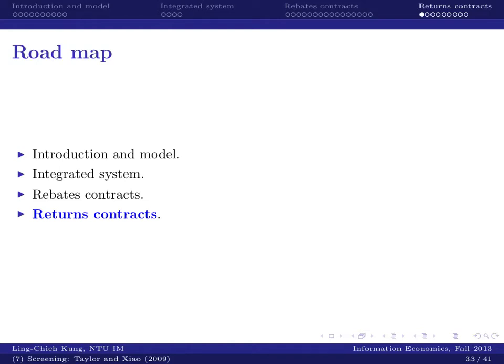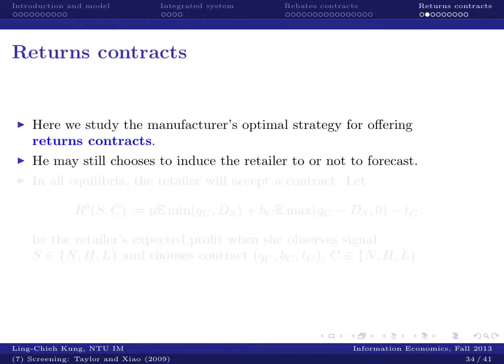Okay, so now let's continue to our last part. Now let's discuss what will happen with the returns contract. So let's assume the manufacturer is fixed to return contracts, and he needs to decide whether to induce the retailer to do forecasting or not.